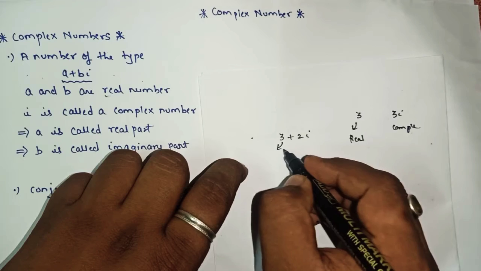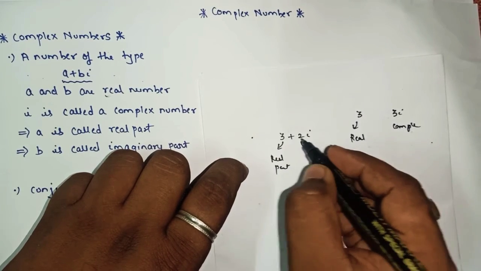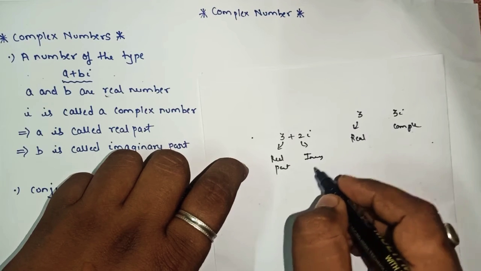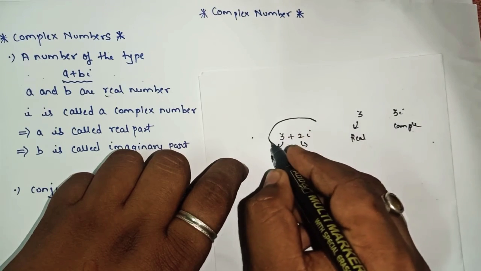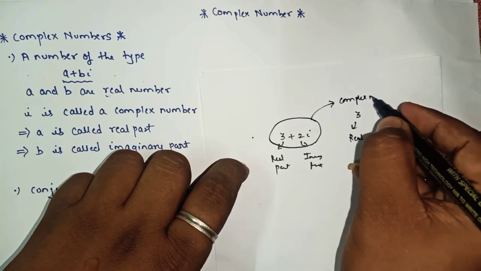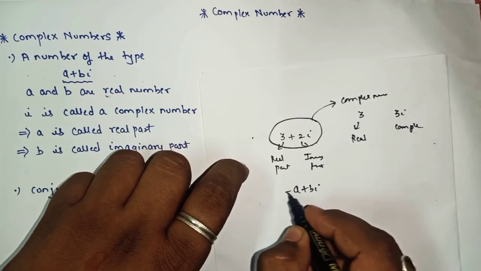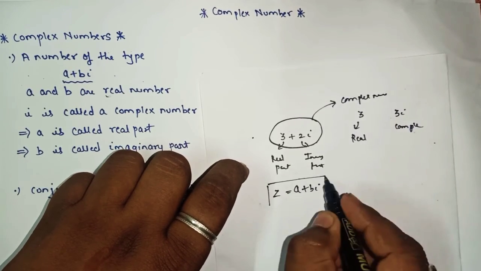So here 3 is the real part, and 2 is the imaginary part, and together it forms a complex number. So the complex number format is a plus bi, or sometimes we write it as z equals a plus bi.